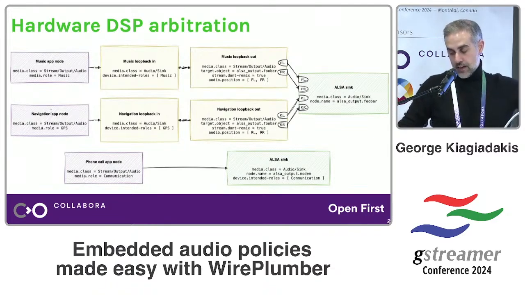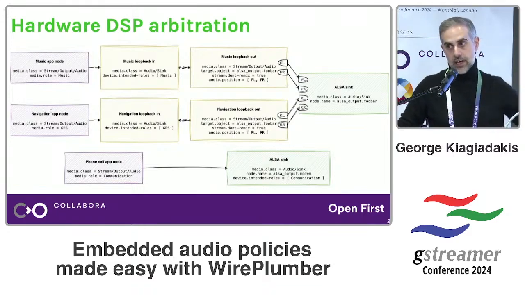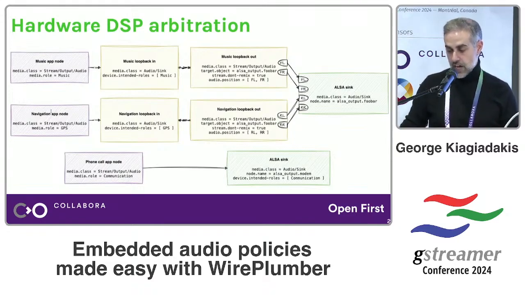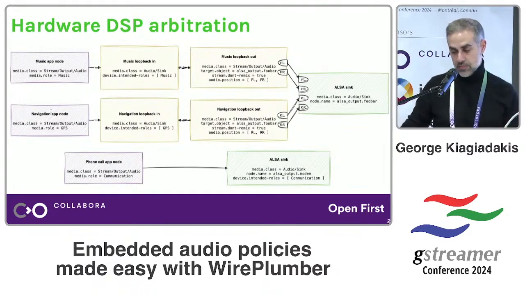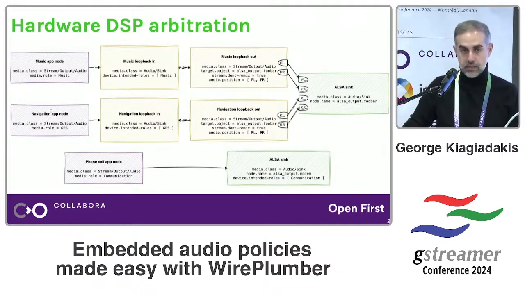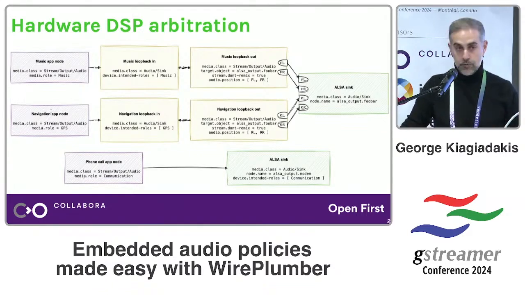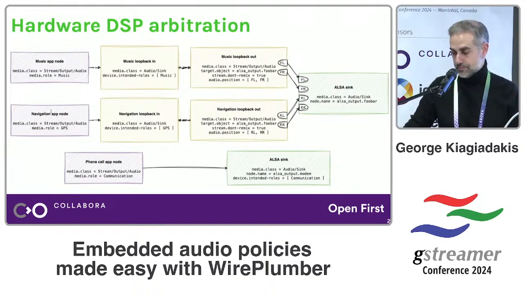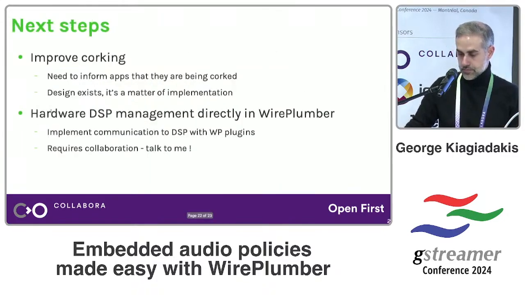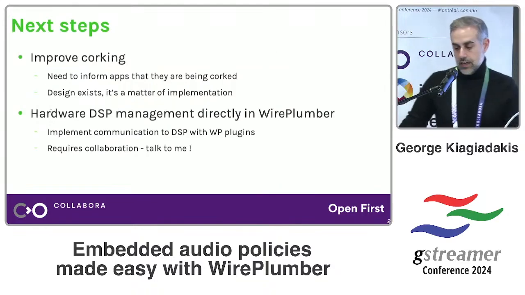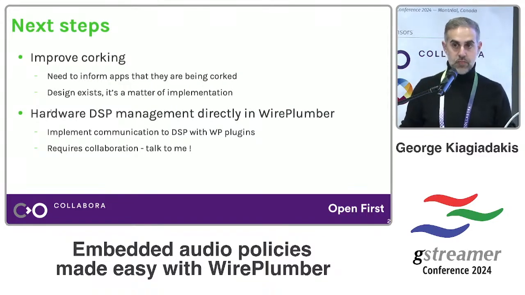We can also have the priority and actions properties directly on the ALSA sync, and also use the arbitration policy directly with the ALSA syncs and skip the loopbacks. If we're not doing channel splitting, then it's not worth it to have the loopbacks, or if we're not doing volume control. So that's pretty much all.